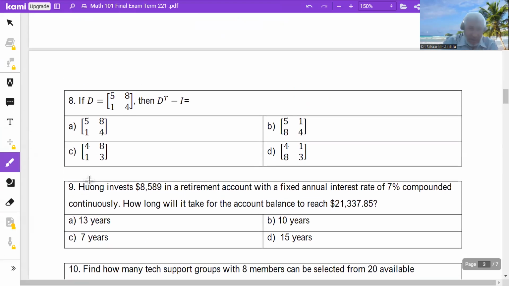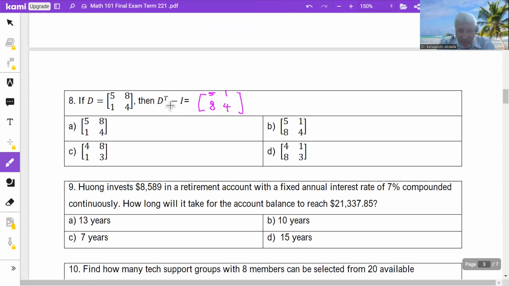This is D. What would be the transpose of D? To find D transpose, I write the rows as columns. So the first row is 5, 8. I write it as a column. And the second row is 1, 4. I write it as a column.